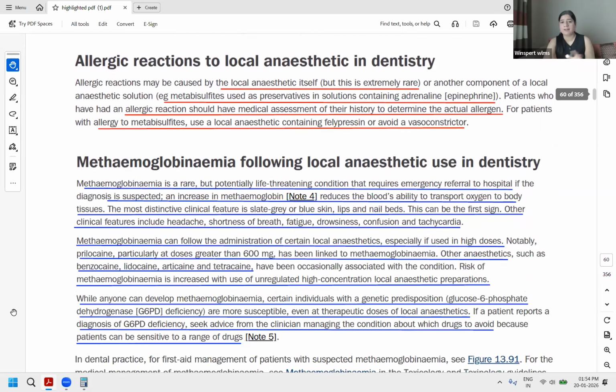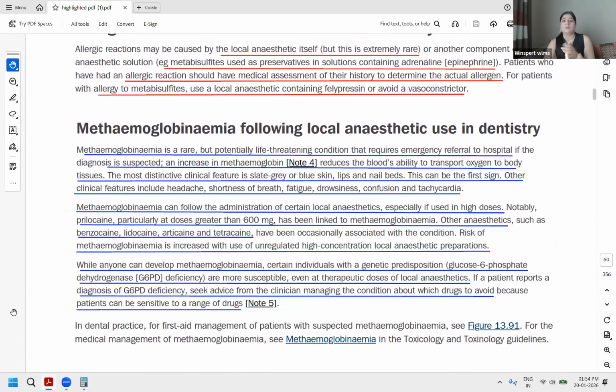Allergies come from metabisulfites, not true allergy to any anesthesia, very rarely to any particular LA agent. Only from metabisulfites is very commonly seen, so do not give.